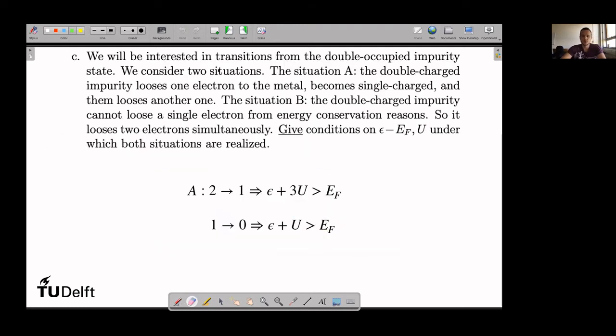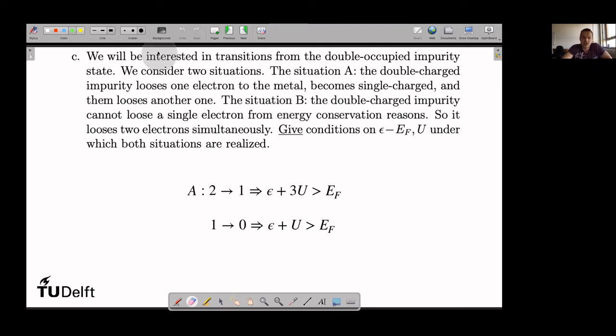Okay, then we move to question C. So what we have in question C, I'll read it for you, just so we fix the problem. We'll be interested in transitions from the doubly occupied impurity state, and we'll consider 2 situations. The first situation is to go from the doubly charged impurity that loses 1 electron to the metal, becomes singly charged, and then loses another one. And then the situation B will be for the doubly charged impurity that cannot lose a single electron, but can lose immediately 2 electrons. So it loses simultaneously 2 electrons. And you're asked to give the conditions of the energies under those situations.